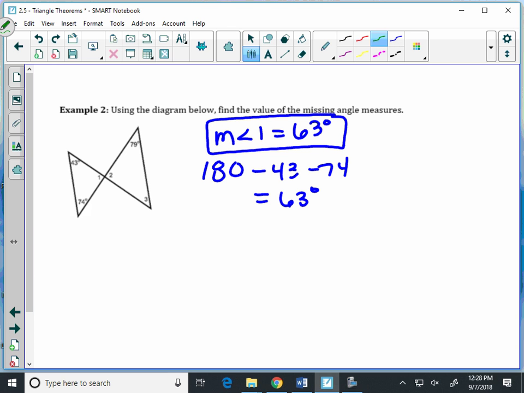I'm going to fill that in my diagram. Color coded. What's the measure of angle 2 without having to do any work? 63. How do we know it's 63, Brandon? Good. It's vertical to 1, and we know vertical angles are the same. So we know angle 2 is 63 without having to do any work.